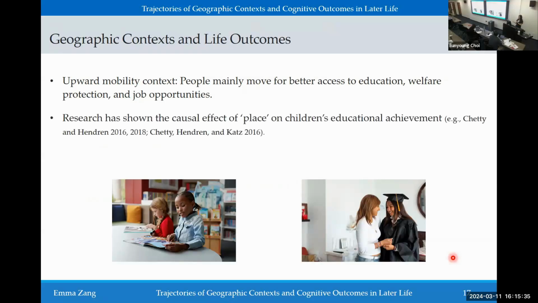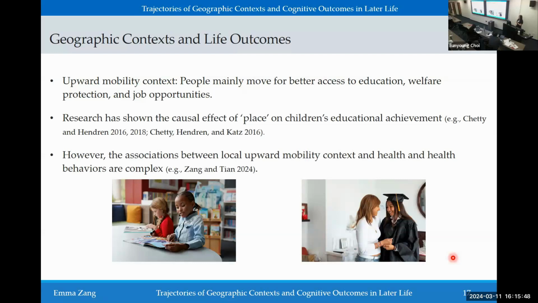This is emerging literature, and existing research has shown the causal effect of place on children's educational achievement, mostly from economist Raj Chetty's work. However, when it comes to health outcomes, the causal effect of place is more complicated. Some of my work actually shows that it depends on which group of people you are looking at, and also on what kind of health outcomes you are looking at. Living in a high opportunity place does not always improve your health outcomes.